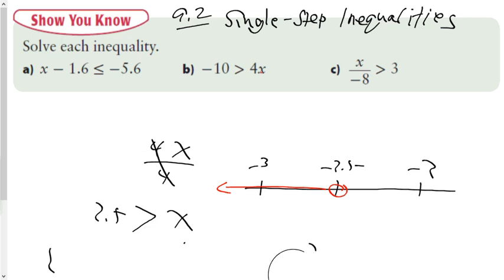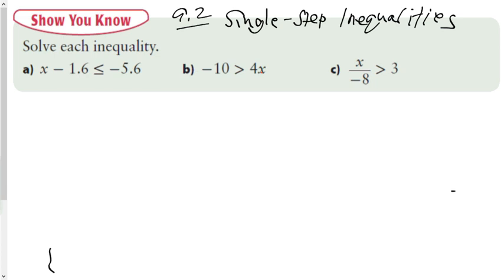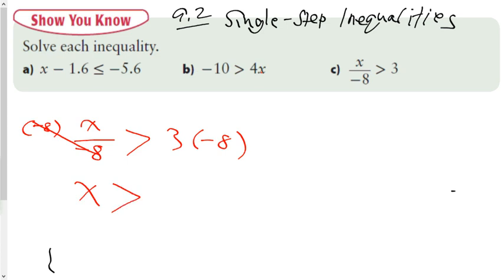And our last one, we have what number divided by negative 8 is greater than 3, or what numbers, I should say, can be divided by negative 8 to give you a value that is greater than a positive 3. So here I'm going to multiply both sides by negative 8, correct? This is where it gets tricky. x can be greater than negative 24.